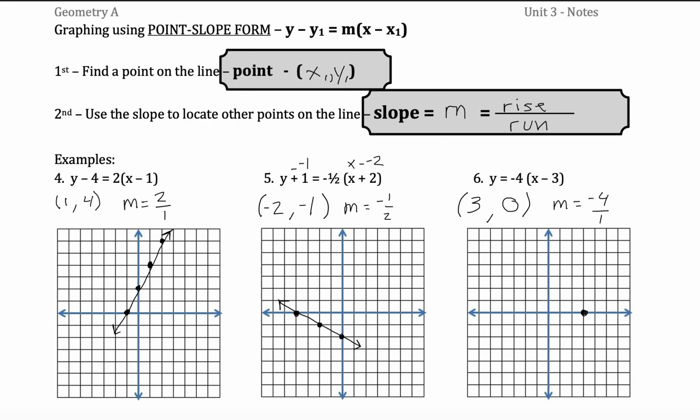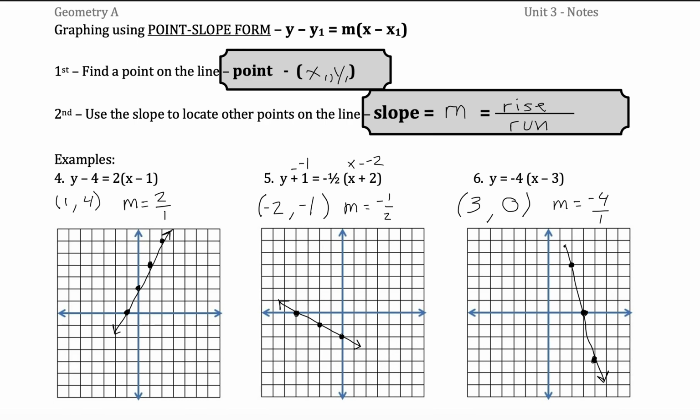Then we go ahead, starting at this point. If we go up 4, 1, 2, 3, 4, since the slope is negative, we then need to go to the left. If we were to go down 4, 1, 2, 3, 4, then we would go to the right 1. Again, we can check ourselves when we connect these 3 points.